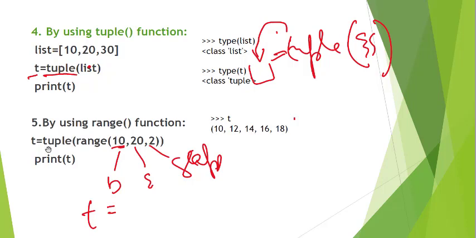Now you can use the range function to get a tuple. Say t is equal to tuple of range 10, 22. The 10 is the beginning, 20 is the end, but you can't include the 20. 20 is not included, 10 is included. So you start from 10, then increment by 2, that is 12, then 14, then 16, then 18. 20 is excluded. Now if you print t, it will print this.